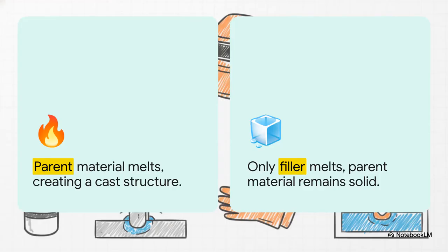Now, what's super interesting here is how the standard contrasts 2 totally different ways of making that happen. Take fusion welding. The heat is so intense that the parent material itself actually melts, puddling together into a brand new cast structure. But then look at brazing. With brazing, the parent materials stay completely solid. Only the added filler material melts, acting almost like a high-performance liquid glue. And because brazing uses way less energy and lower heat, you get significantly smaller deformations in your final product.